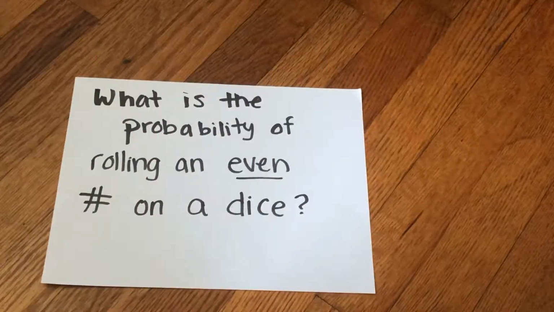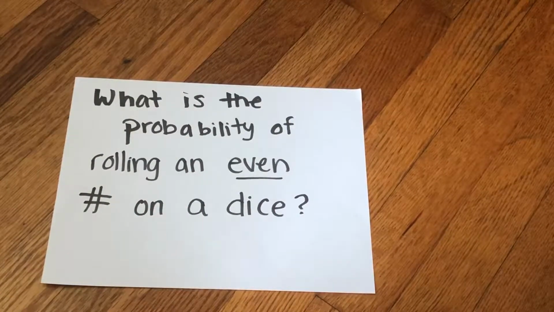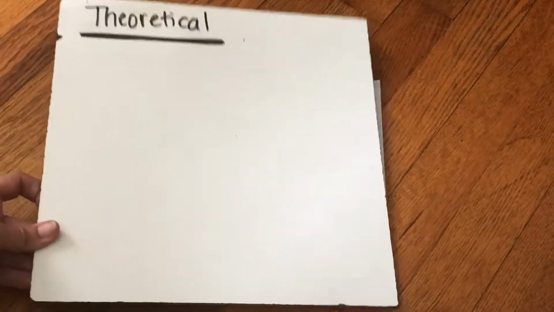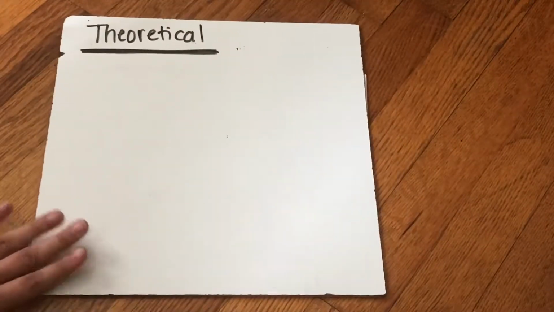All right, guys, we're going to talk about theoretical versus experimental probability. So I have a question here. It says, what is the probability of rolling an even number on a dice? So I can go about solving this two different ways. The first way is the theoretical way. If I'm going to solve this the theoretical way, this means I'm predicting using math.